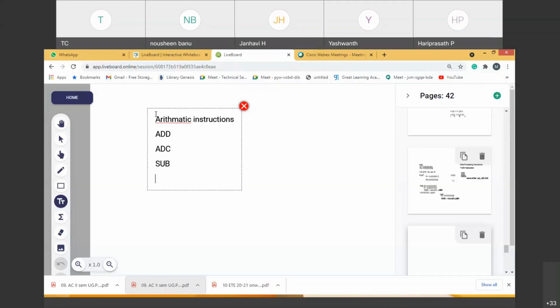Subtract operation. Then I'll say subtract with carry. Okay, these are the arithmetic instructions. Then I'll say reverse subtraction, reverse subtraction with carry. Please understand, these are the simple instructions.